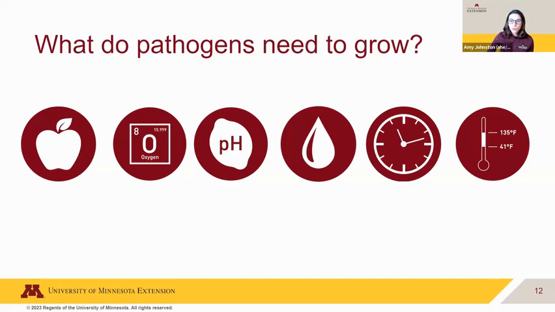It's important to note that viruses, a type of pathogen, do not necessarily require these same factors for growth, as viruses are able to live on hard surfaces for different amounts of time. These factors can greatly impact the growth of bacteria, molds, yeasts, and fungi.